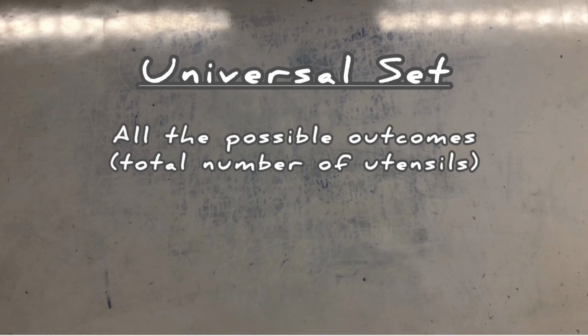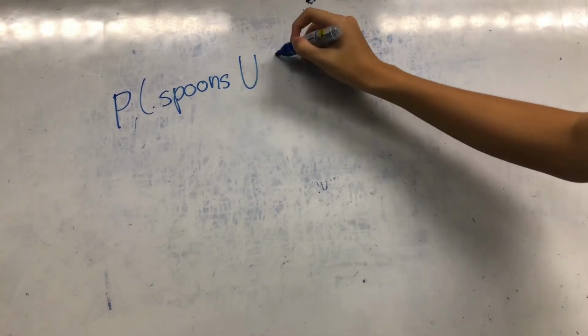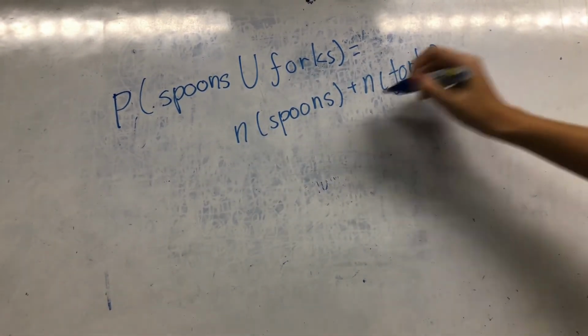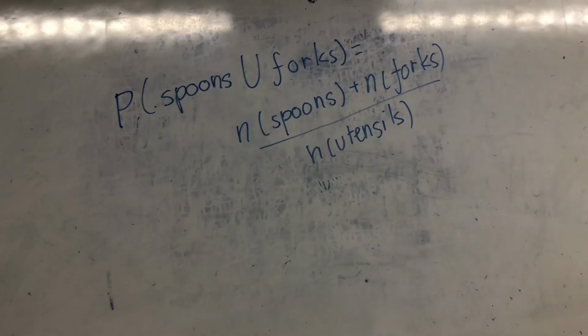We usually denote the size of a set using the lowercase n. This is also where you can apply your knowledge of union and intersections. For example, the probability of you choosing a spoon or a fork is basically the number of spoons and forks you have over the total number of utensils. You can annotate it by using the union notation.